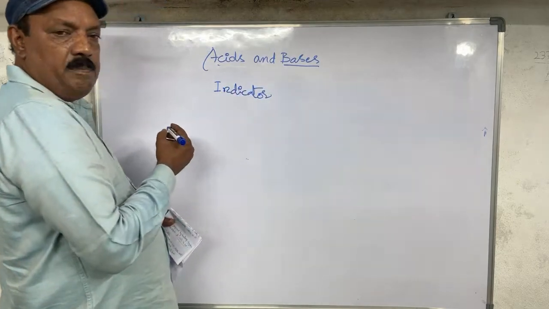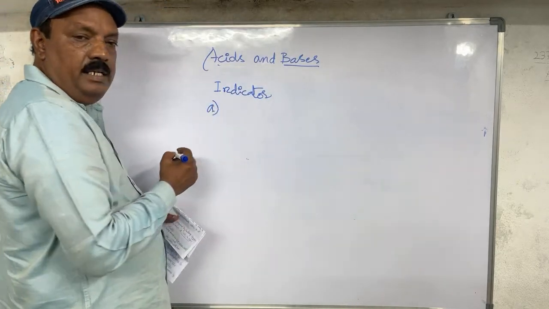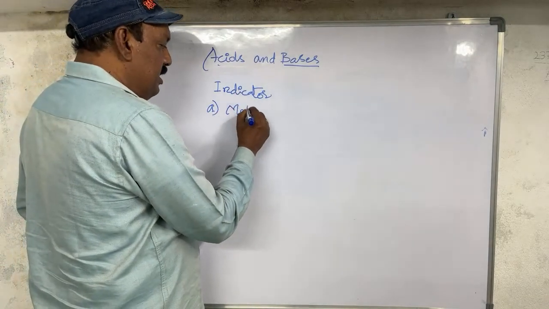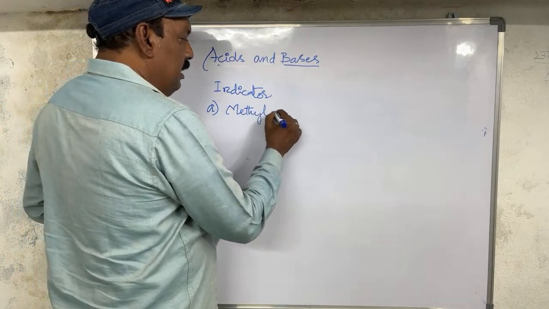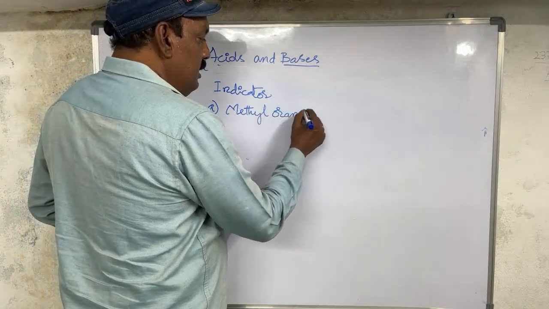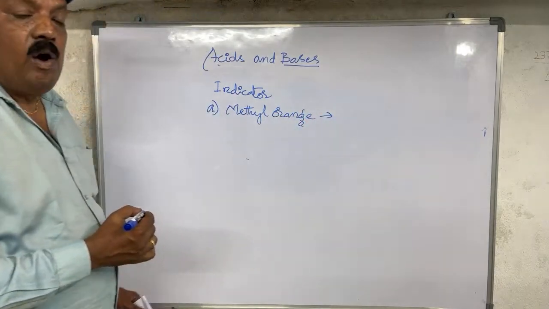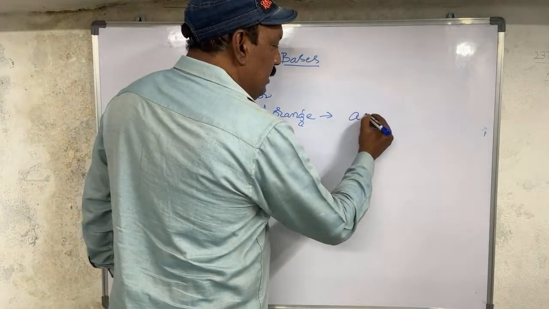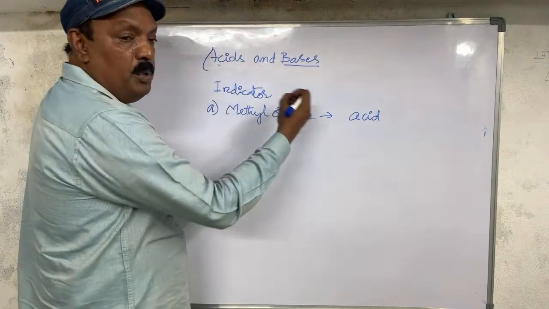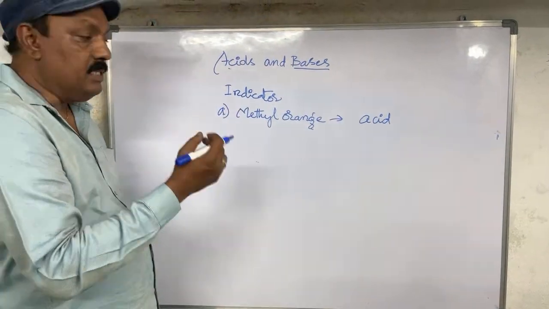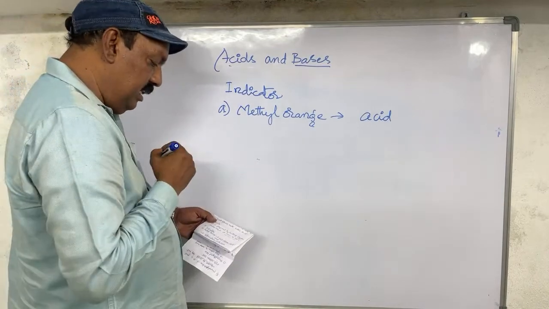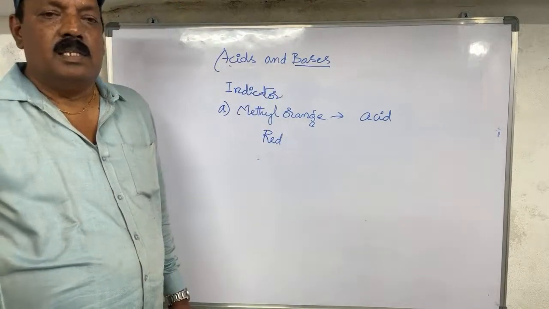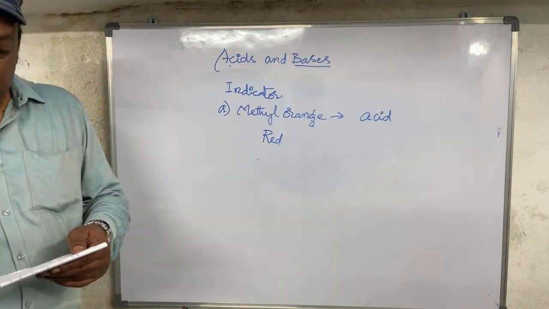Now, I am going to explain about the indicators. What are the indicators we are applying to the acids and base? First of all, methyl orange. This is light orange color. Whenever few drops of methyl orange indicator are added to acid, the acid changes to which color? Red color.